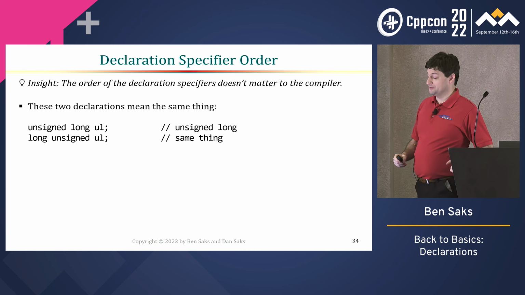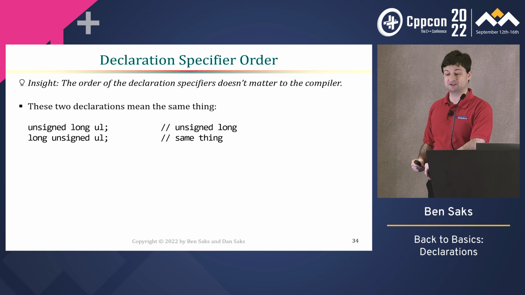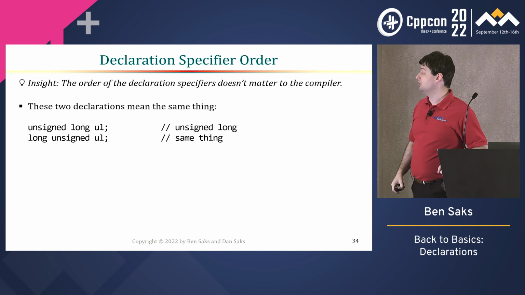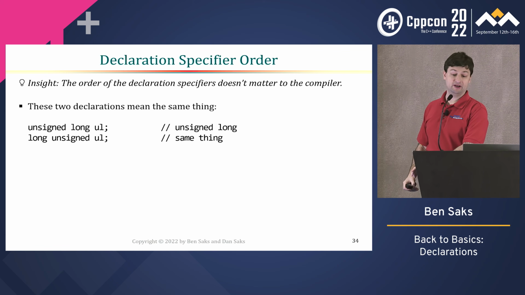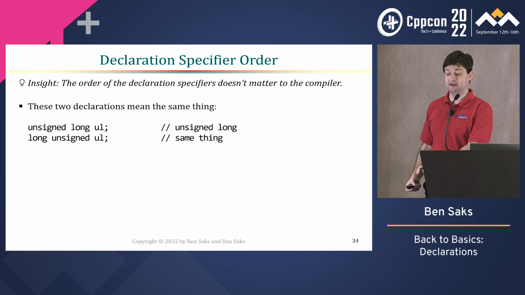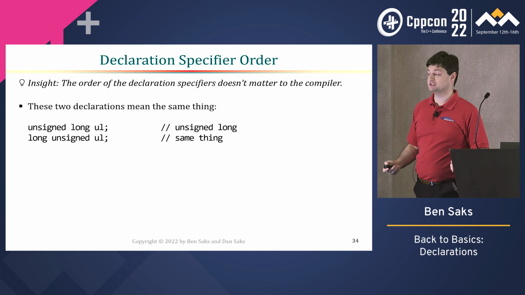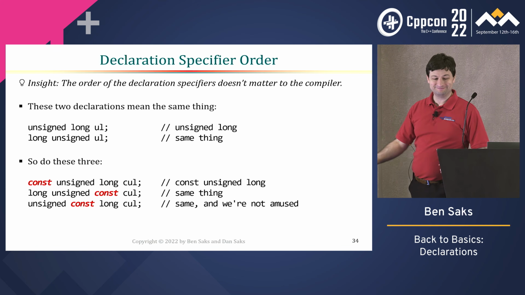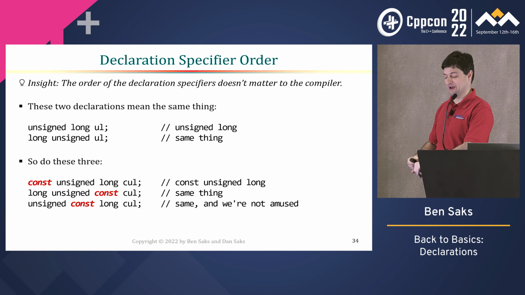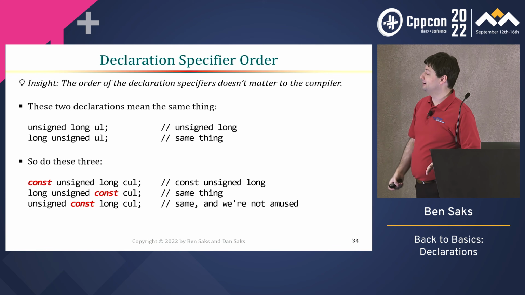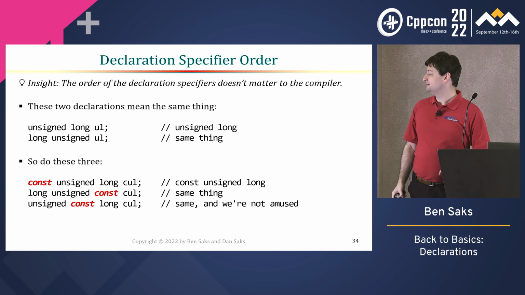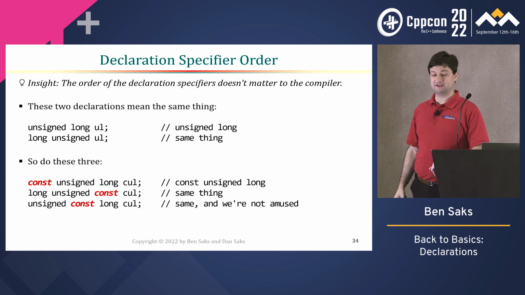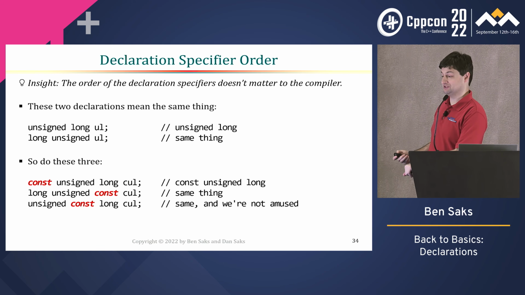Another thing that's interesting here, the order of the declaration specifiers doesn't matter. I think I usually see people write unsigned long, for example, but you can write long unsigned. And it means the same thing as far as the compiler is concerned. Your coworkers might not agree with it, but for the compiler, it doesn't matter. So same thing here, however I order those three type specifiers, those are all declaring the same kind of thing in C++.